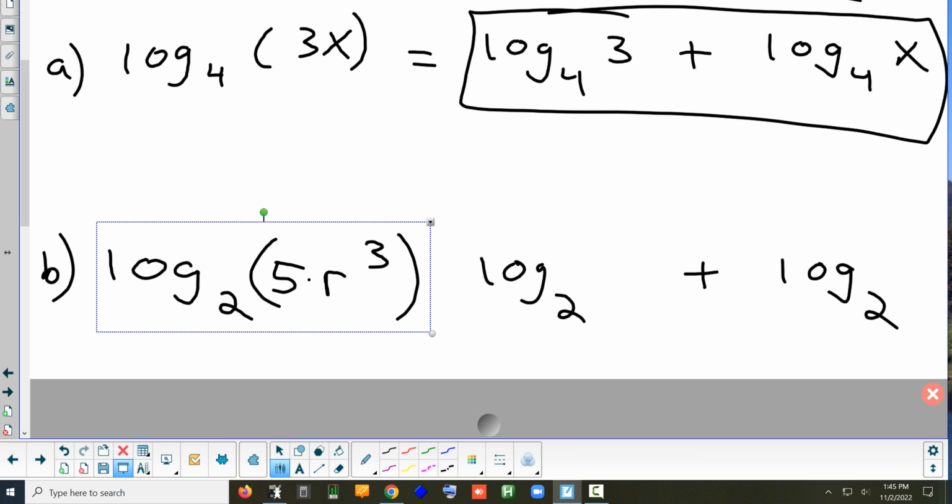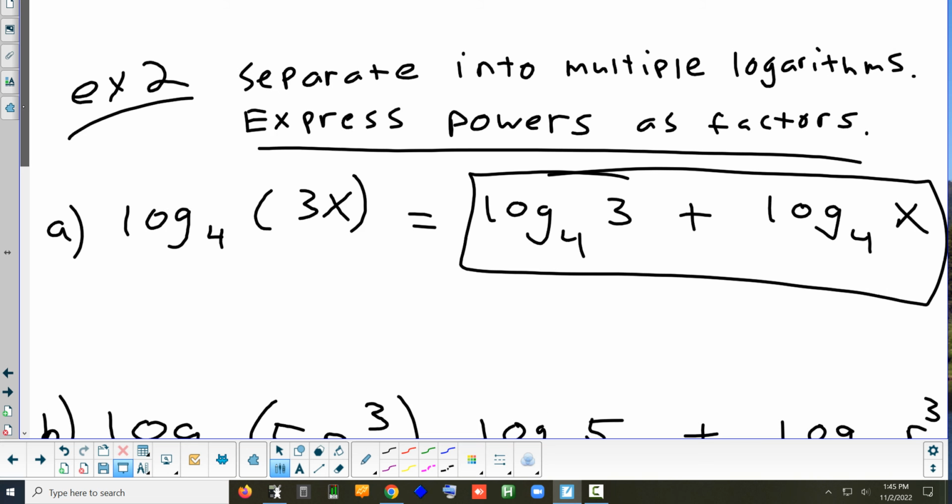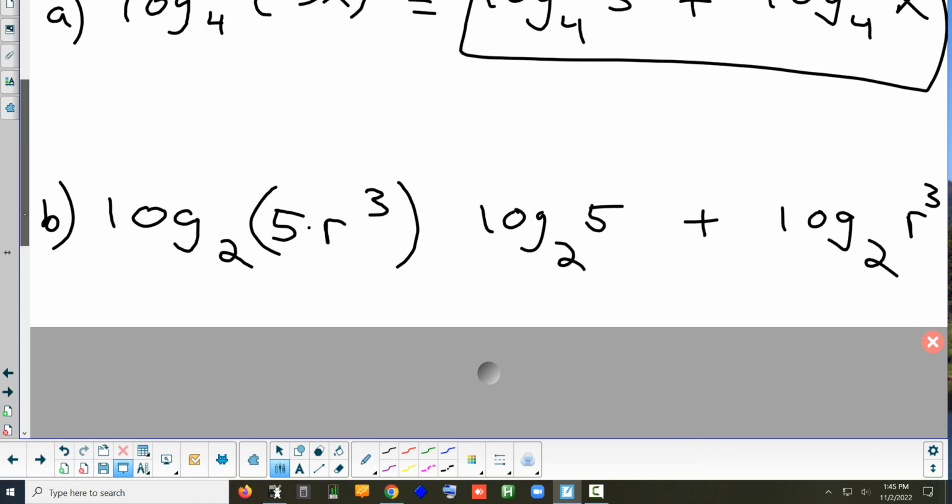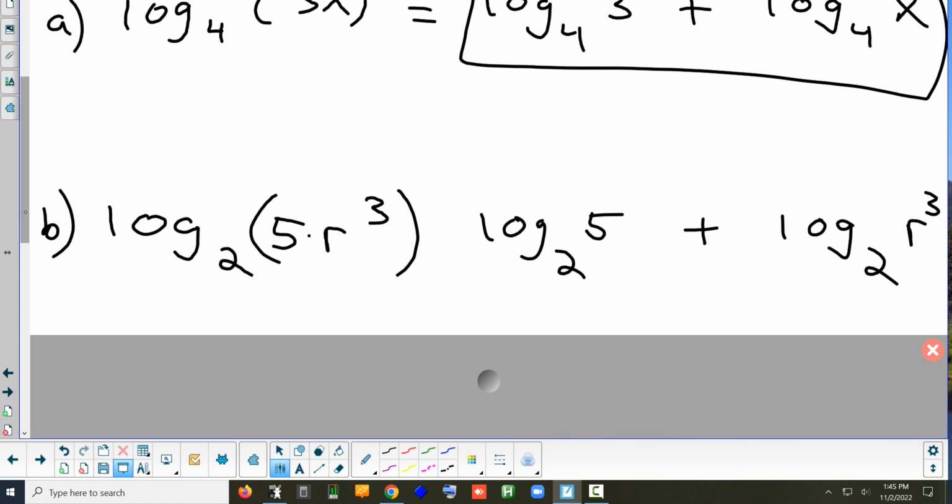And Grady, what's going to be my first argument that I put right here? 5. It's the first thing I was multiplying. And Sam, what's going to be my second argument? R to the third. Now, if you look at the directions, it says to write powers as factors. That means don't leave the power as an exponent. So where should I be moving that first? To the front, right here.